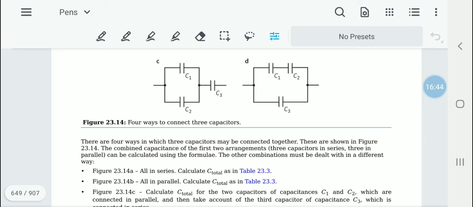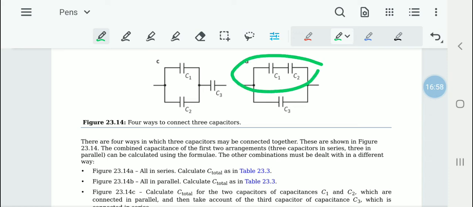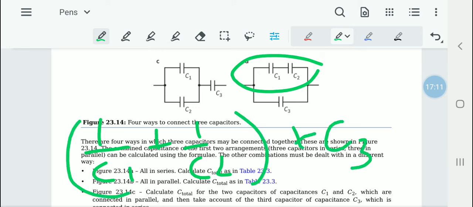Then we go to part D. First we have to deal with these two, because they are in series. You add 1 upon C1 plus 1 upon C2, and after you get that, you add it to C3. Simple. I hope that made sense to you.